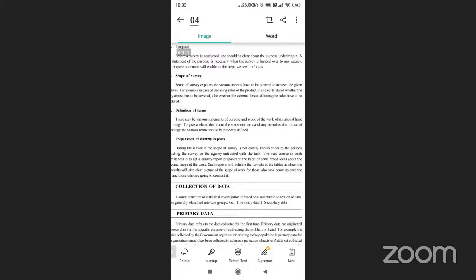These variables have four types: one is univariate, second is bivariate, third is trivariate, fourth is multivariate. First of all, coming to univariate. Involvement of only one variable is known as univariate. So you can consider the weight of a group of persons.